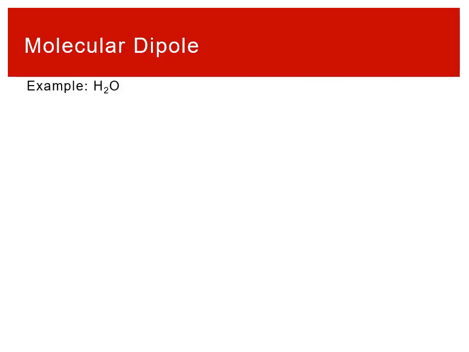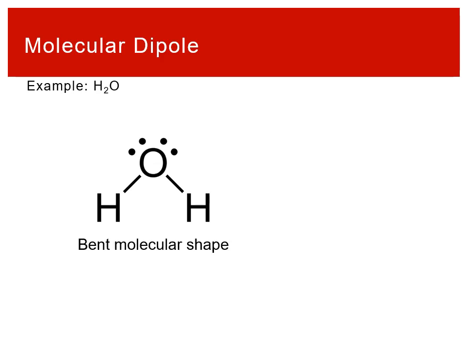So let's look at why water is polar. It all starts with the Lewis structure, just like everything we've seen previously. Not only the Lewis structure, but the shape. This is a bent molecular shape. So this Lewis structure is drawn in a way to denote shape. When we're looking at molecular dipoles, we always want to start from that 3D shape. That's why we did that first.